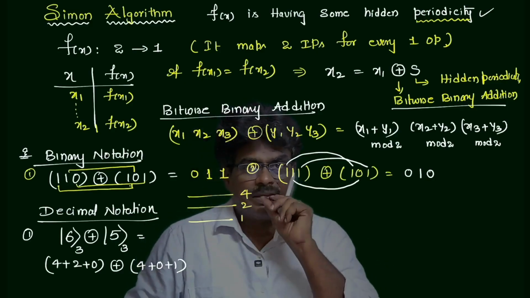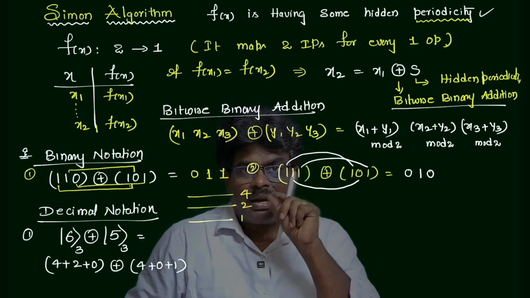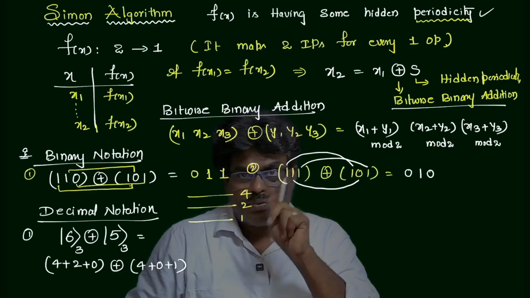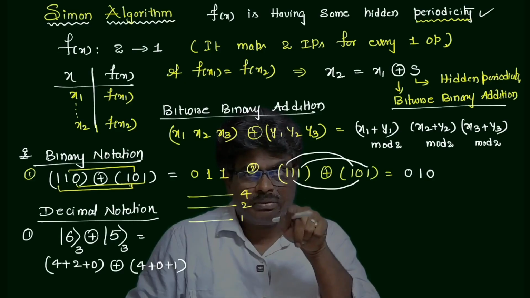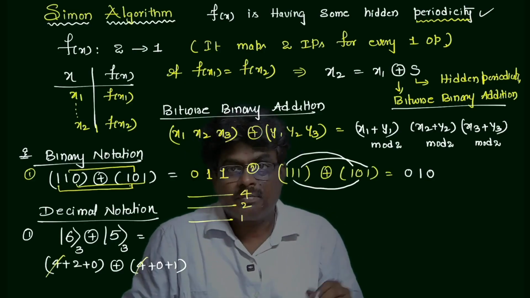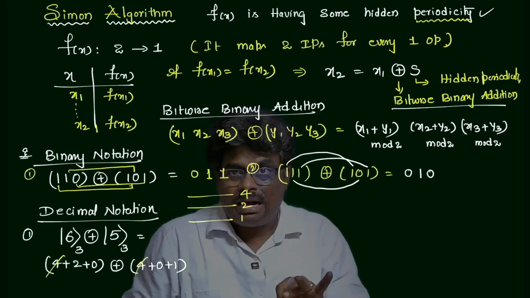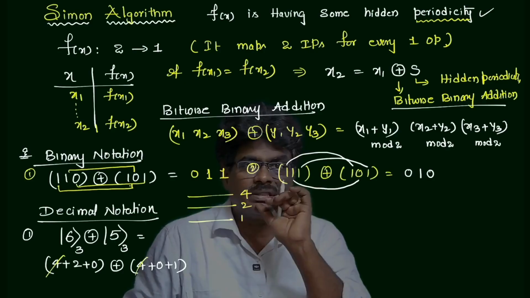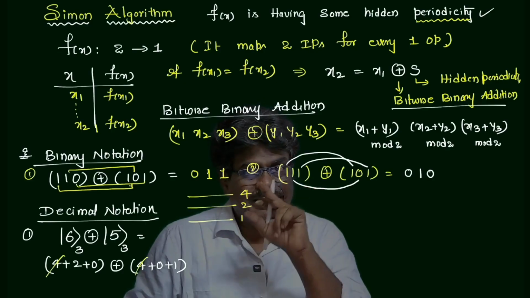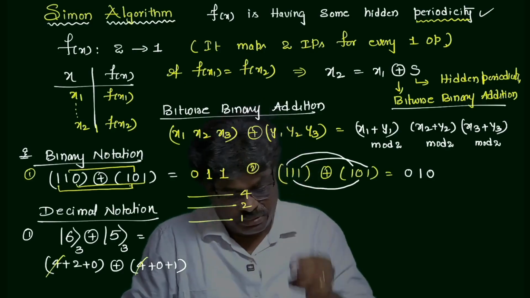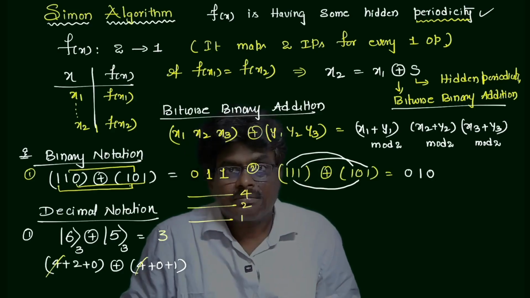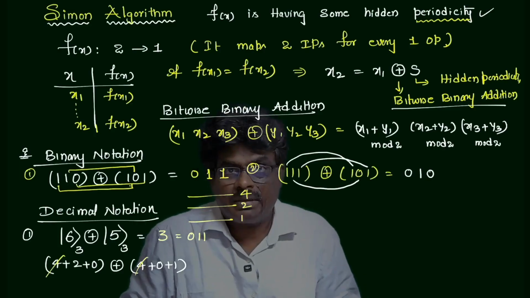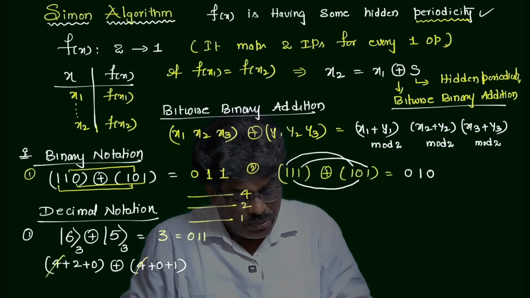What I want to say is, just find the common numbers. What are the common numbers there? 4 and 4, here 4, there 4. Just cancel those common numbers and add the remaining numbers. It's just a general addition: 2 plus 0 plus 1 is 3. Now convert into binary, that is 011. Same answer.